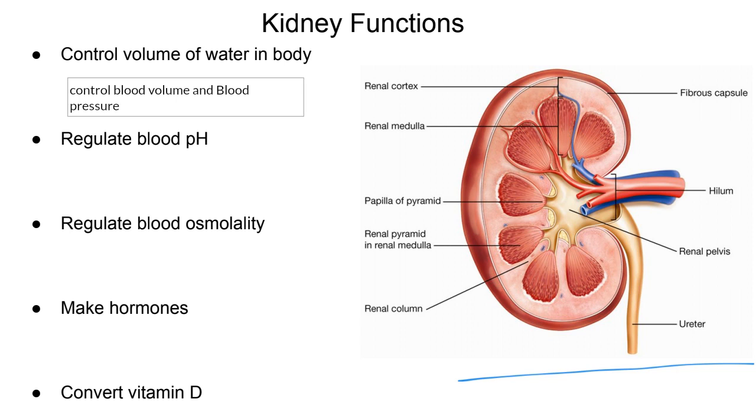If you remember from our heart unit, when we talked about blood pressure, one of the things that can impact blood pressure is the amount of blood volume. Blood volume becomes too high, then blood pressure will go up, blood volume becomes too low, and blood pressure will go down. So by the kidney controlling the volume of water in the body, that's essentially controlling the volume of blood as well as the blood pressure in the body.